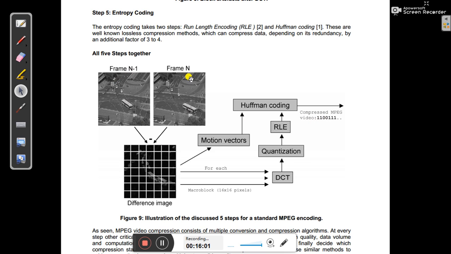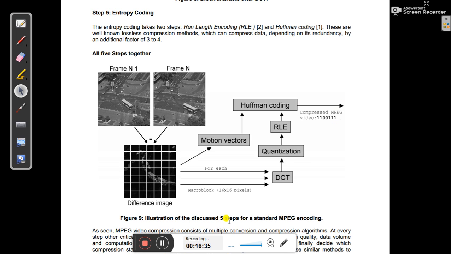First frame n-1 and frame n, and we get the difference between these two images. Then we get the difference image, and that difference image will go through motion estimation, and also in parallel through DCT, the discrete cosine transform. It will go through quantization, then run length encoding, then all of this will go through Huffman coding. Then it creates the ultimate product, that is the MP4 or MPEG version.